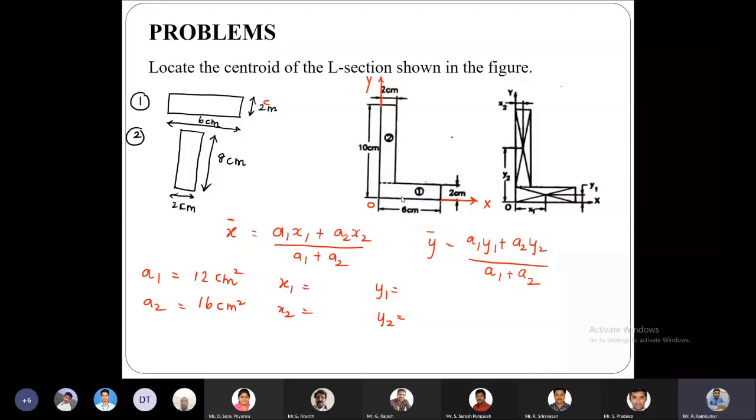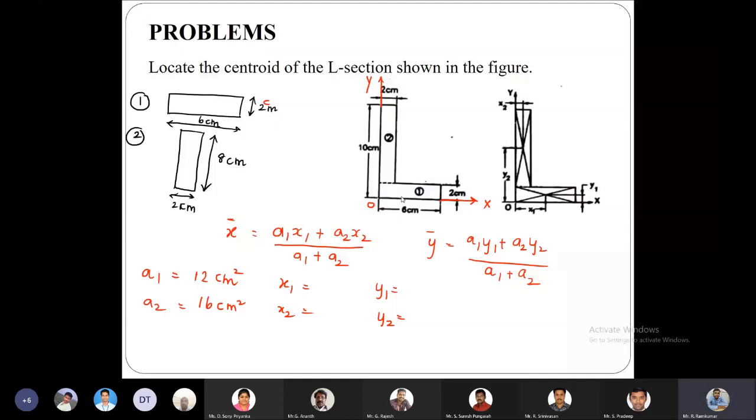And y2. While finding y2, this y2 is not the centroid of a given image. It is nothing but the distance between the centroidal point of this particular rectangle and the reference axis. Here the reference axis is nothing but the OX axis. So we have to take into consideration this 2 centimeters. So now I will write 2 centimeters, and I have found the length to be 8, so I will just write 8 divided by 2. So I get 2 plus 4, that is nothing but 6 centimeters.